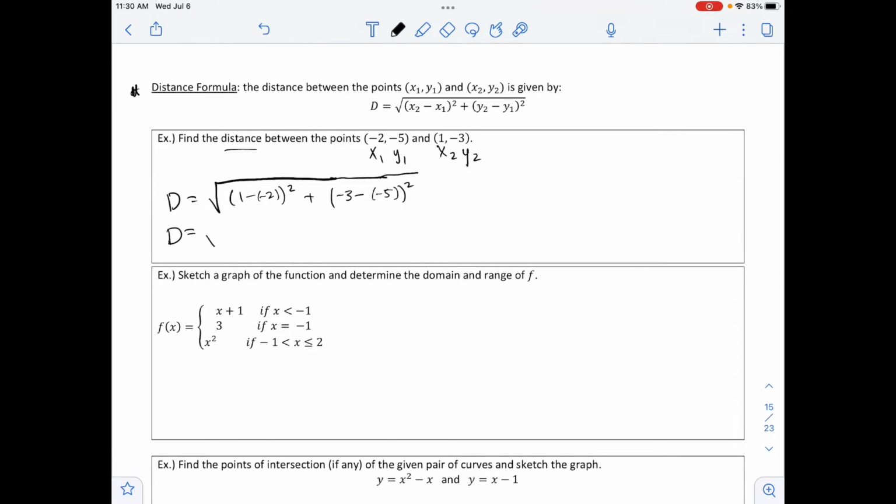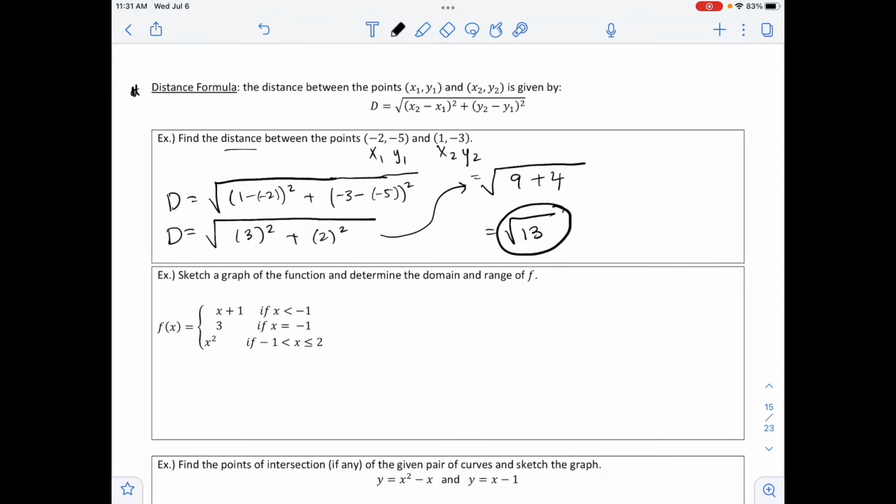From here, we have the square root of, and simplifying this, we have 1 minus negative 2, or 3 squared, plus negative 3 plus 5, which is going to be 2 squared. And simplifying more, we have 9 plus 4, which works out to be the square root of 13. And we're unable to simplify that radical.